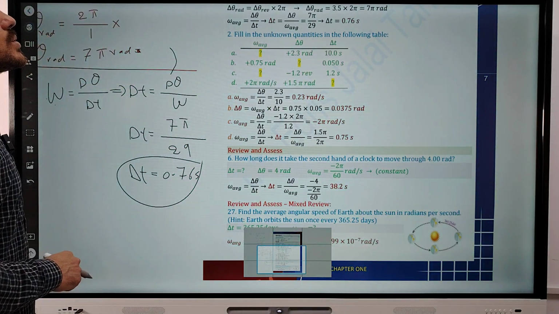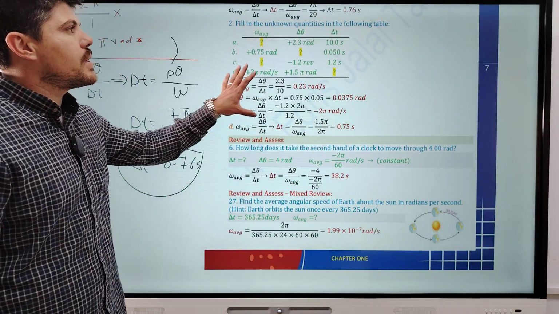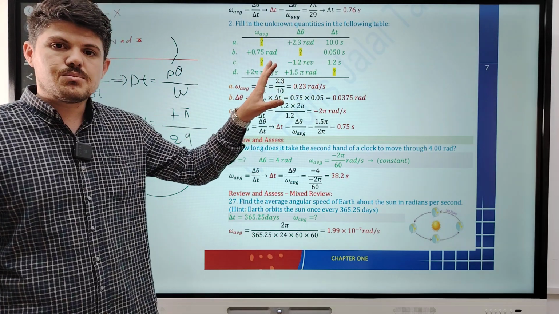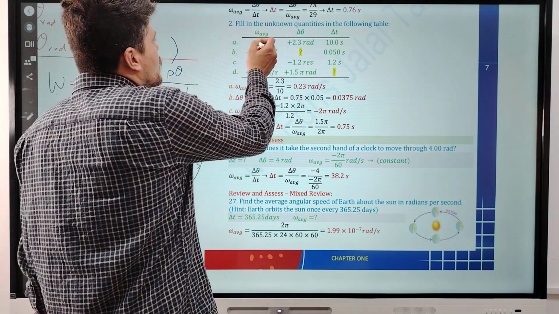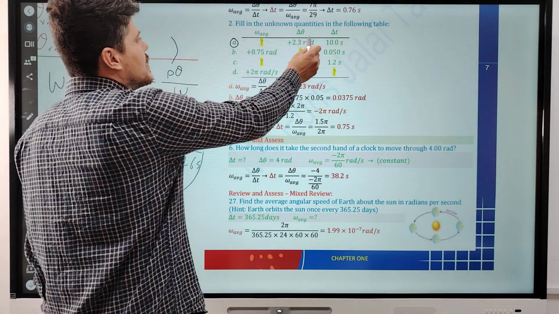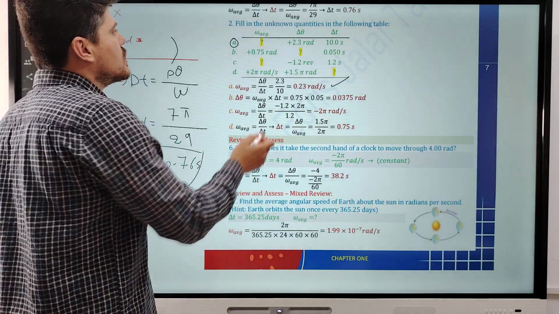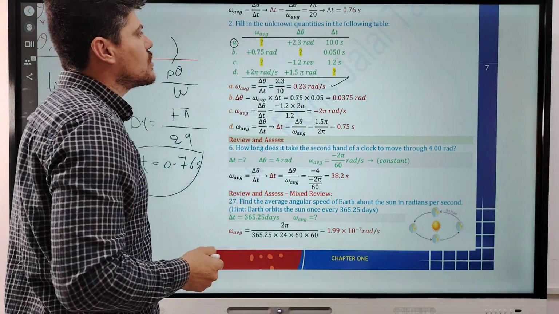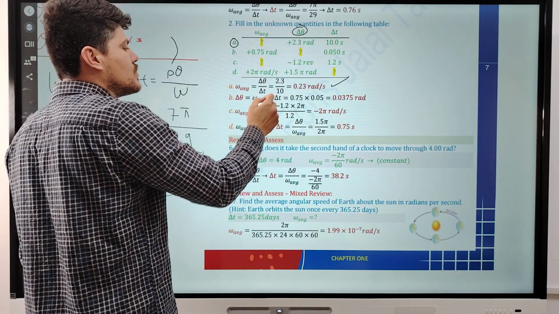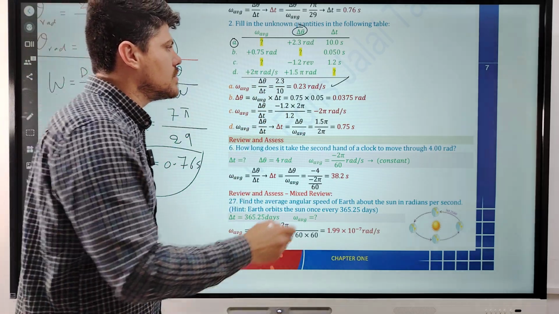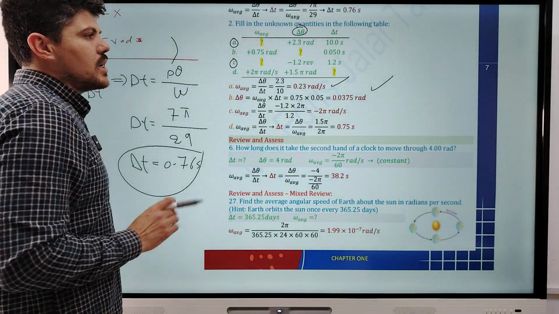So fill in the unknown quantities in the following tables. I already solved all the branches, so please pay attention to these questions. It is very important because it has been brought up many times in the exam. For the first one, branch A, what is given? Theta and time. Just replace theta divided by t. For branch B, what is given? The average angular speed is given. Time also is given. Theta is unknown. To find theta, you have to multiply angular speed by time, which is equal to 0.0375 rad.